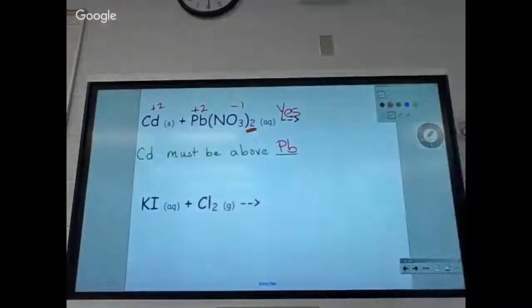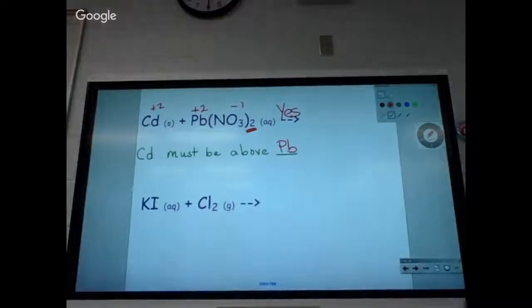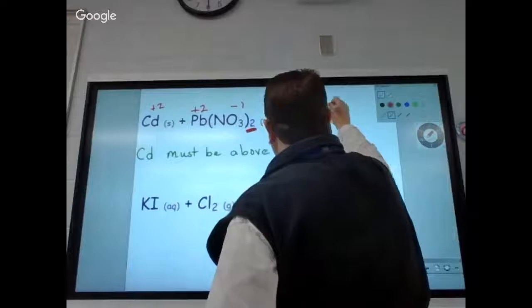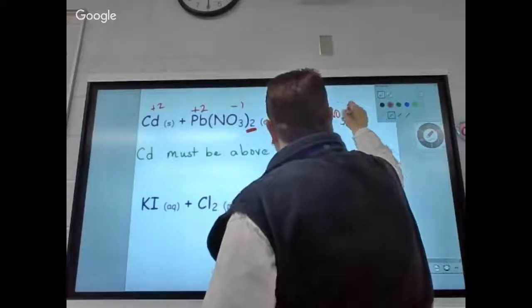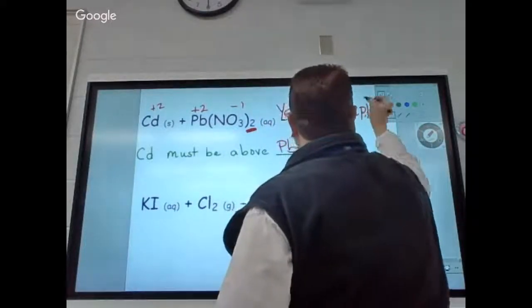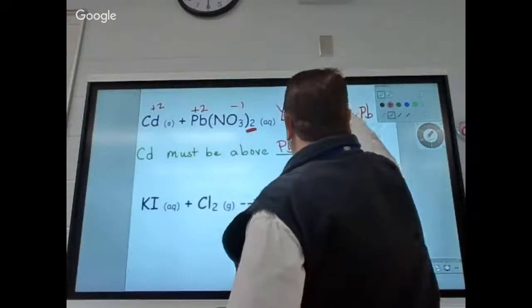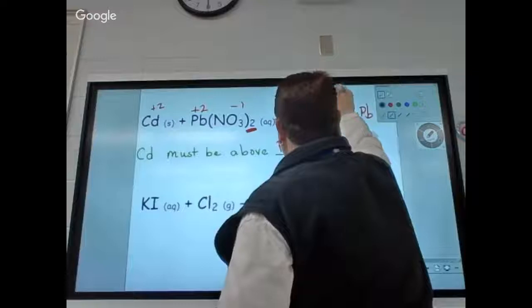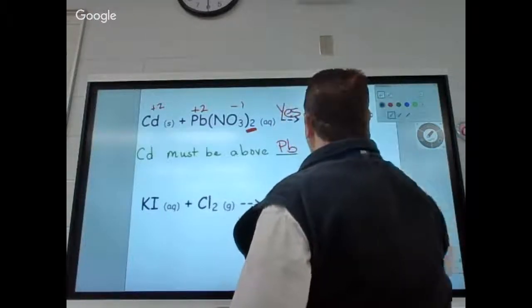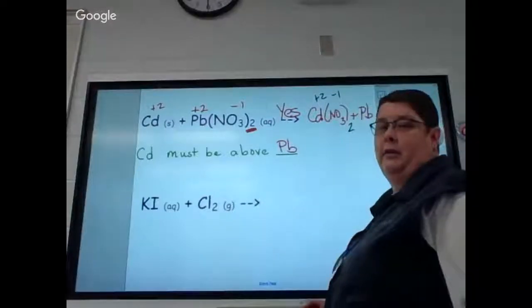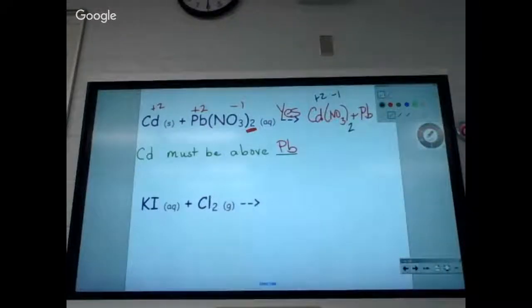So who do we get together on the other side? All right, so Cd with nitrate and Pb by itself. What do we do to the Cd and the nitrate? So +2, -1, bring the 2 down. Pb is alone. Is it one of the 7? Leave it be. We don't do anything to it.